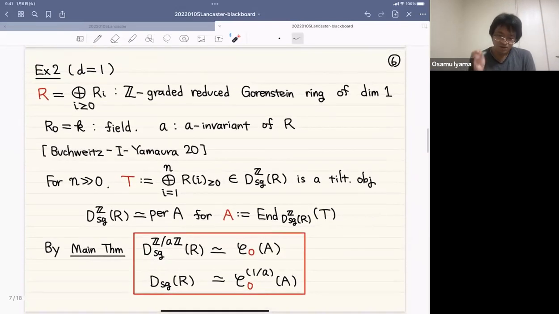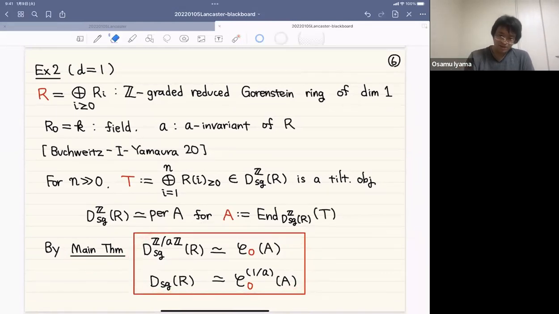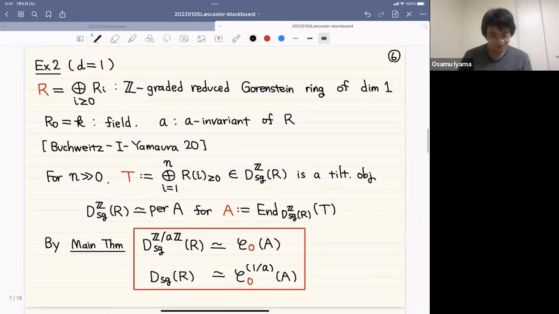And what is important for us is that by applying the main theorem, we get a triangle equivalence of a similar type. In this setting, the Krull dimension is 1. So what we get is the 0-cluster category, so they are 0-Calabi-Yau. Okay, so this is an example from dimension 0 and 1.